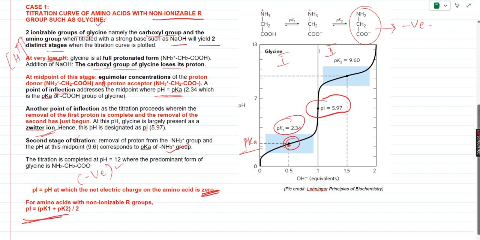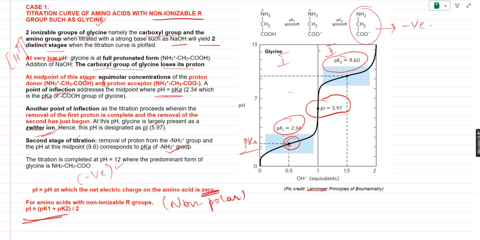For amino acids with non-ionizable R groups, or I would rather call non-polar R groups, the pI is going to be the average of pK1 and pK2. So these two important data that are collected from this particular titration curve will be used to find out or measure the pI of the given amino acid.